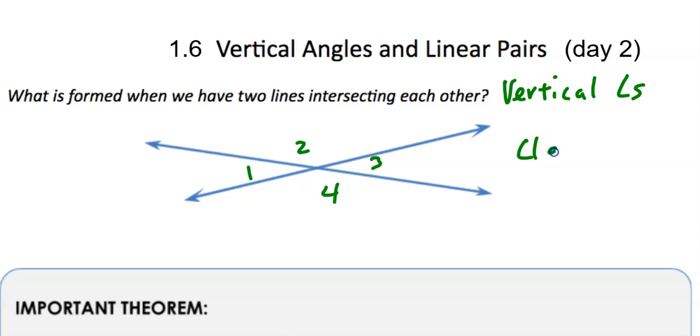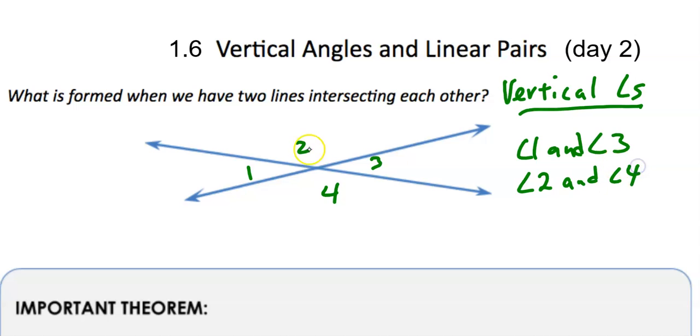So angle 1 and angle 3 are vertical angles, so they're across from each other. Angle 2 and angle 4 are vertical angles. Okay, notice they're made up of supplementary angles, which is what we talked about in the first part of this section. So 1 and 2 are supplementary, 2 and 3 are supplementary, so there's a lot of supplementary angles here. But again, the vertical angles are across from each other. They form what we call the X there.